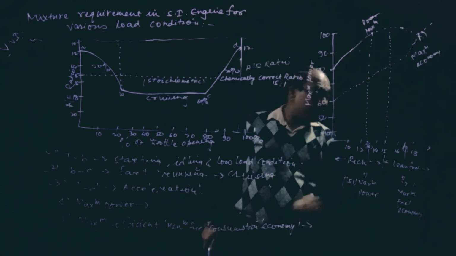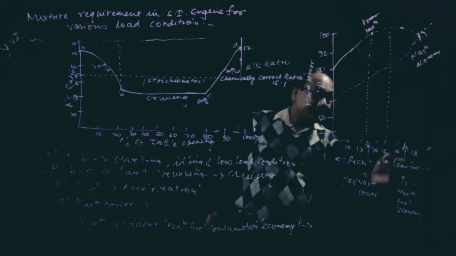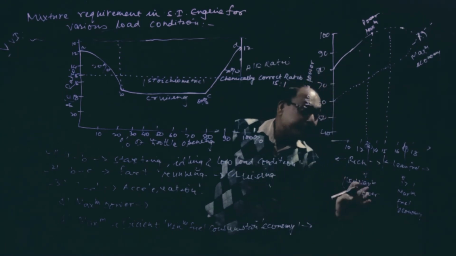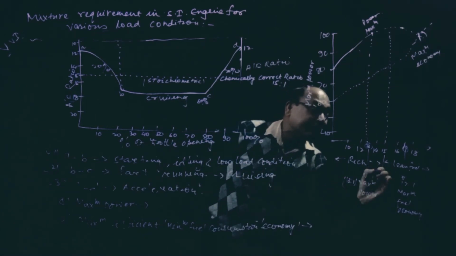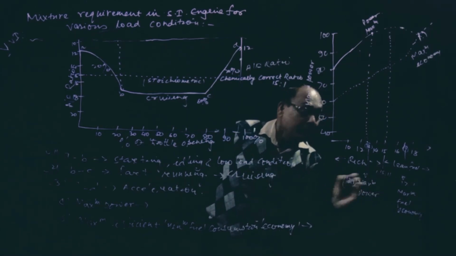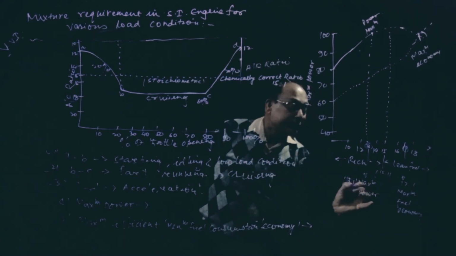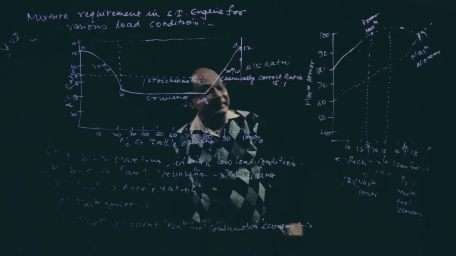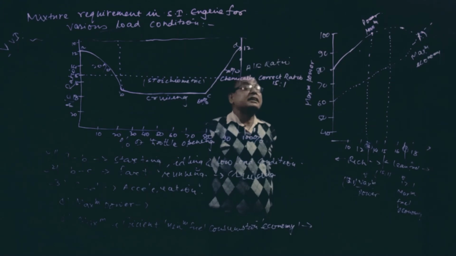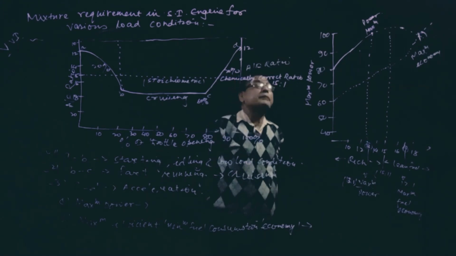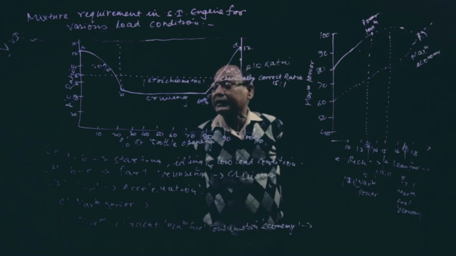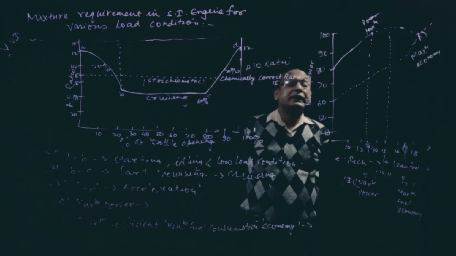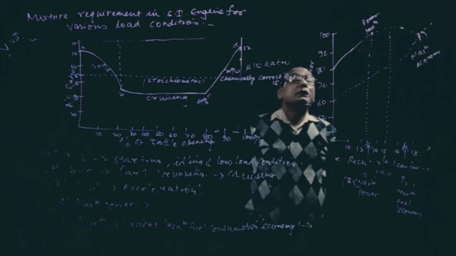Maximum power gives us 13 is to 1. 15 is our stoichiometric ratio, okay. So 13 is to 1 gives the maximum power, because here the fuel is rich and it gives the maximum power, but it is not advised to use the engine in this condition because it consumes more fuel. So it is not advised.